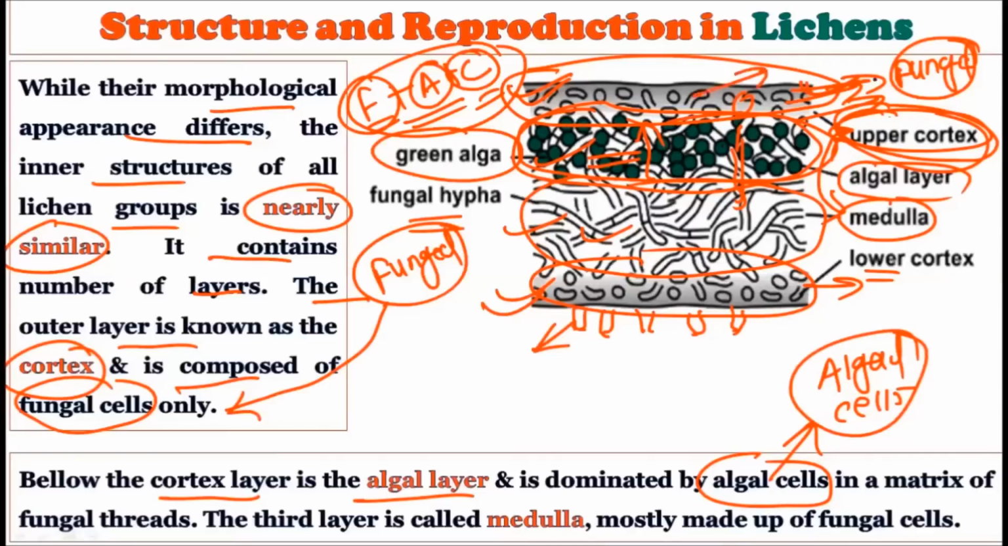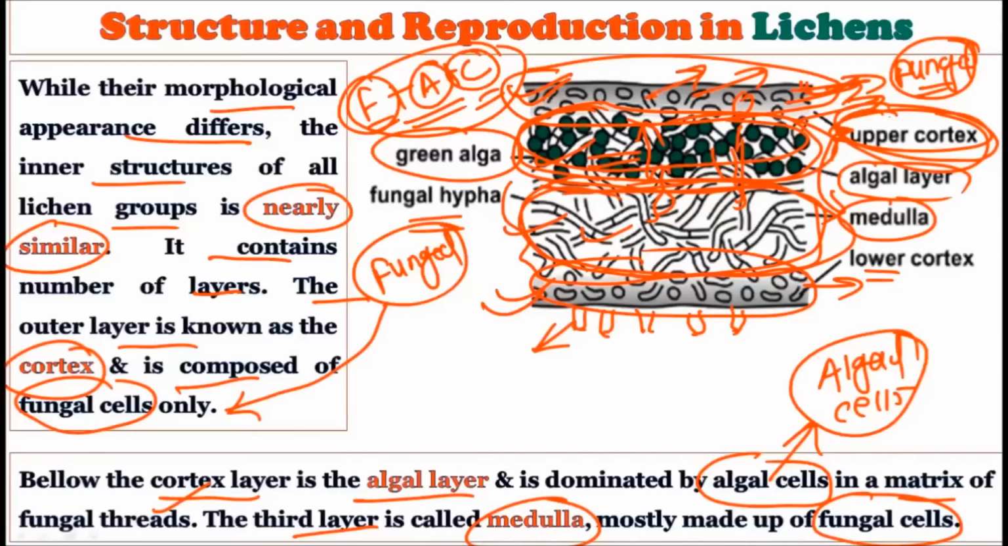So in the first layer we have the upper cortex, which is primarily made up of the fungal cells. In the second layer we have the algal cells, which are photosynthetic cells. Some hyphae go through this layer in the form of medulla, but the majority of the cells belong to the algae, and that is why we say the algae dominate this area. Of course, the third layer is the medulla. You see this is the medulla layer, and it is again dominated mostly by the fungal cells.